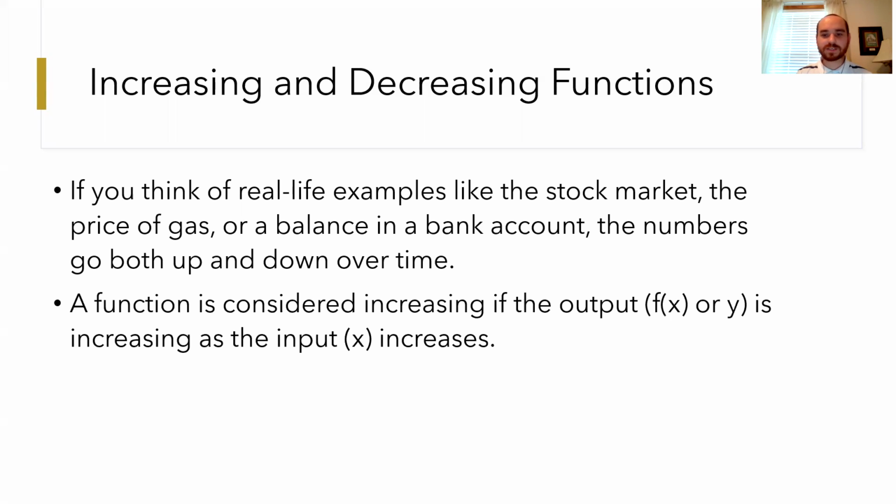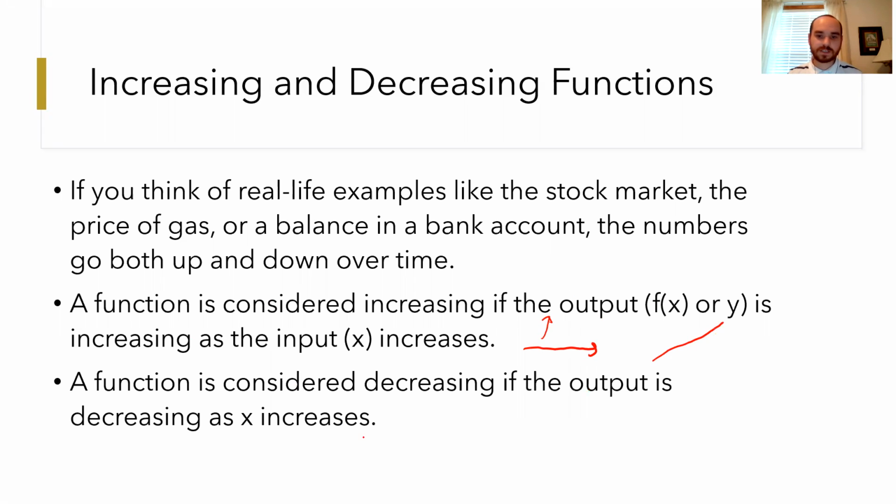A function is considered increasing if the output, f of x or y, is increasing as the input increases. So what that means is, if you move left to right across the x-axis, if y is going up, that is increasing. So that line would look something like this. A function is considered decreasing if the output is decreasing as x increases. So that means as you go left to right this way, y is going down. So something like this is decreasing.